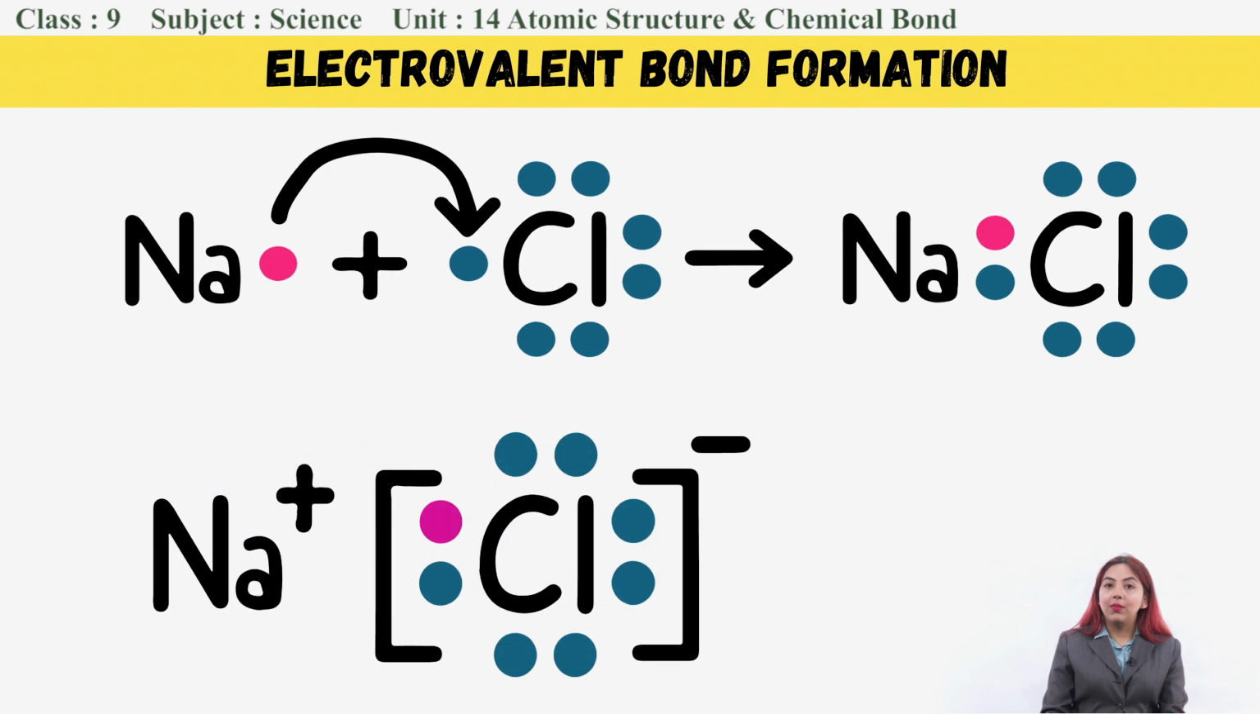Now since sodium transfers its electron to chlorine, it becomes electropositive because it lacks 1 electron. So 1 proton is more, so it gains a positive charge. So it becomes electropositive, whereas chlorine receives 1 electron, so it has more negative charge, that is 1 electron more, so it becomes electronegative. So an electrovalent compound has electropositive and electronegative elements in it.